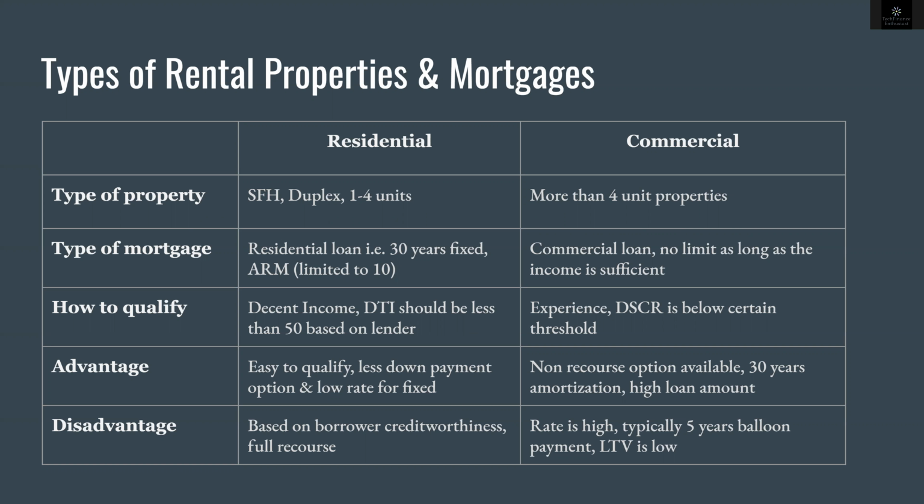And how can you qualify for the residential and commercial loan? For residential, you need a decent income, normally W2 income or self-employment, and DTI should be less than 50 based on the lender. It might be different for other lenders. Sometimes it could be 46 or 43. DTI means debt to income ratio. And for commercial mortgage, it mainly depends on experience and also DSCR, which needs to be below a certain threshold.